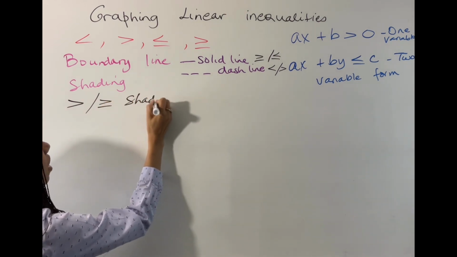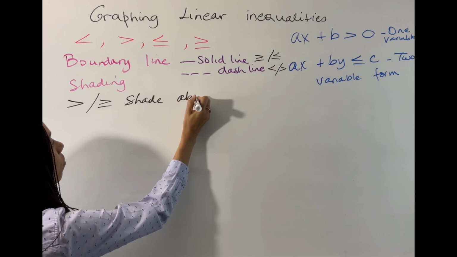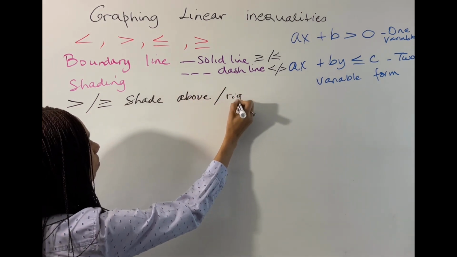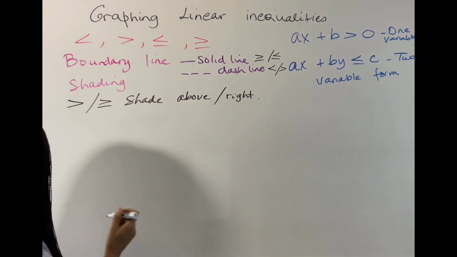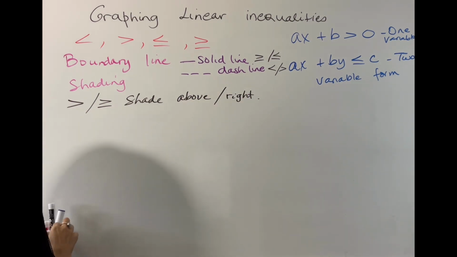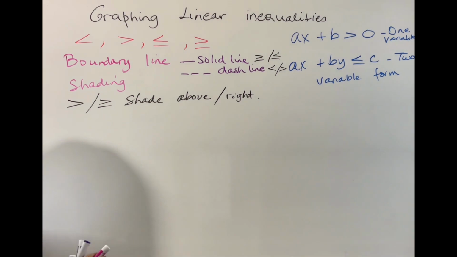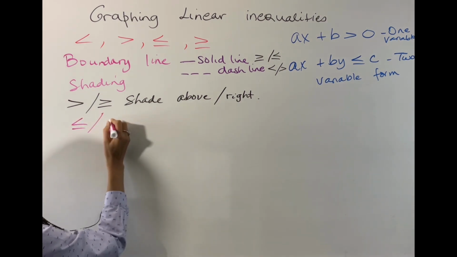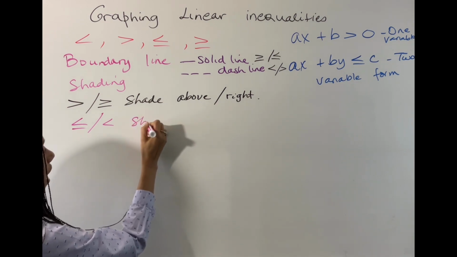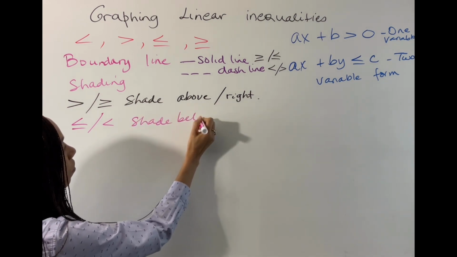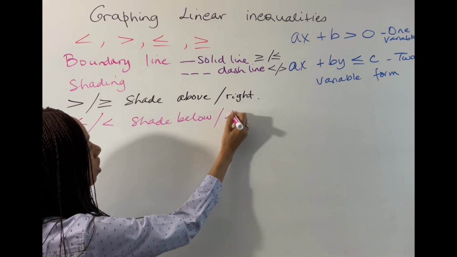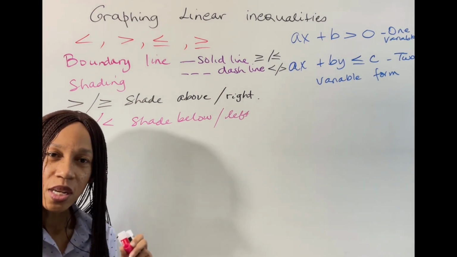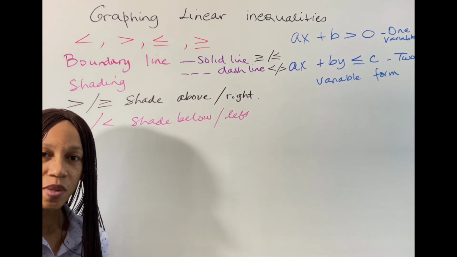Now, in terms of shading, if you have greater than or greater than or equal to, you're going to shade above or to the right. And if you have the inequality symbol less than or equal to or less than, you're going to shade below or to the left.